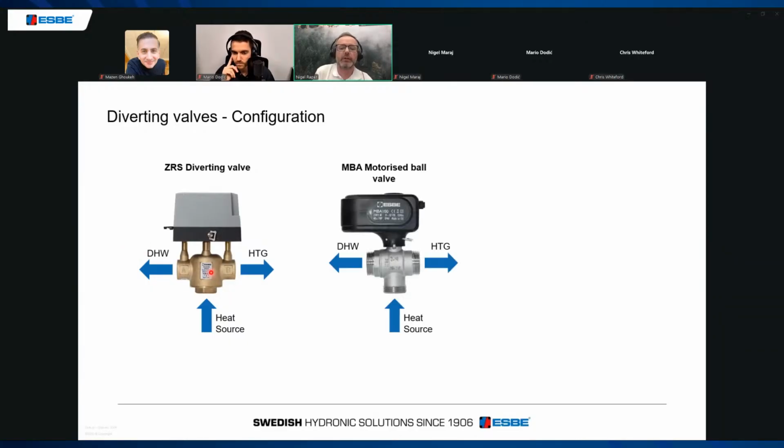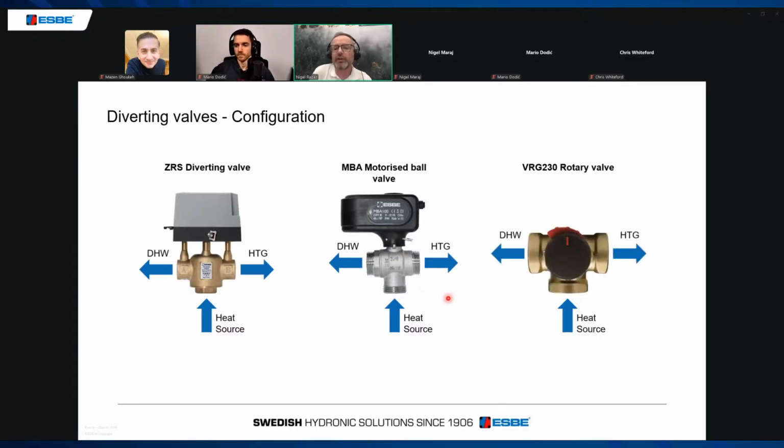Now, this is an ESBE motorized ball valve. Again, we've got a heat source coming in from the same point, but it actually has more a brass ball that's seated in there. The ball has several ports drilled into it, and it's the rotation of the ball that allows the diverting of the water from the heating to the domestic hot water circuit.